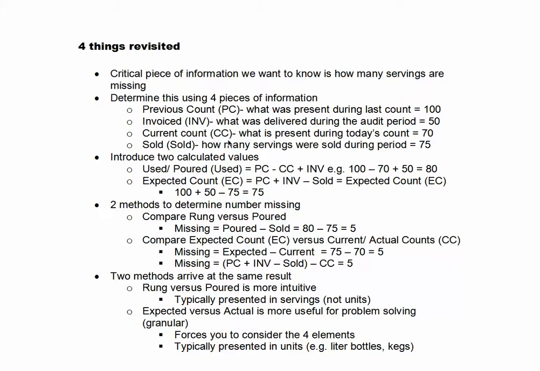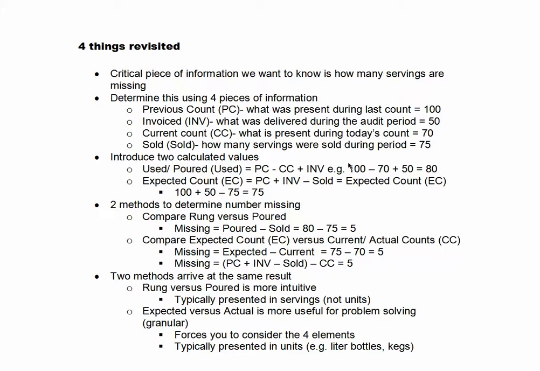Then the current count is whatever you found during the count you're doing today. In this case, the count is 70. And then the fourth piece of information is how many were sold. That's information we typically pull from the point of sale system. In this case, 75 bottles of Budweiser were sold during the period. There are two different methods we're going to use to calculate the number missing, and from these four values we're able to calculate two intermediate or calculated values.